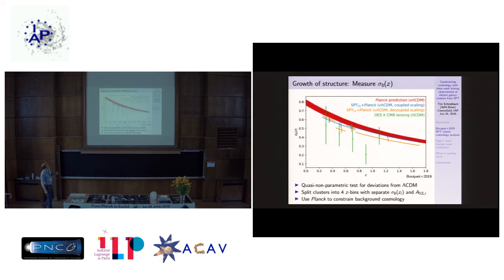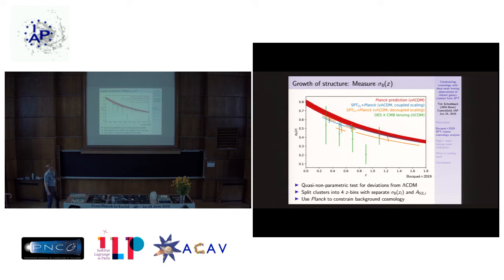Okay, so this, I think, is one of the nicest figures and my personal favorite figure from the paper. This is an attempt from the SPT cluster sample to obtain a quasi non-parametric test for deviations from lambda CDM. We know Planck constrains structure growth at very high redshift, and then you extrapolate this to redshift 0 in terms of sigma 8. But of course, you can also compute sigma 8 at different redshifts, not redshift 0. So this red band here shows you the 1 sigma band prediction from Planck.